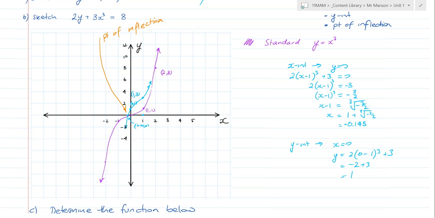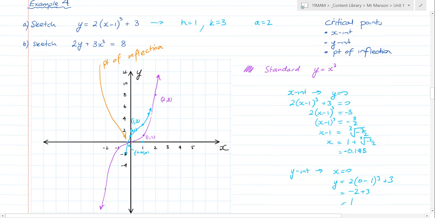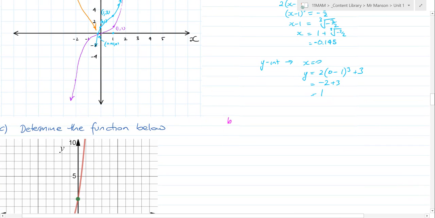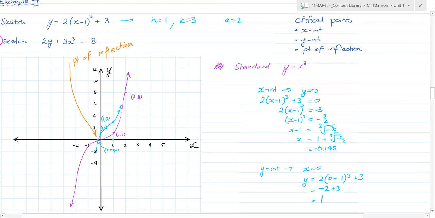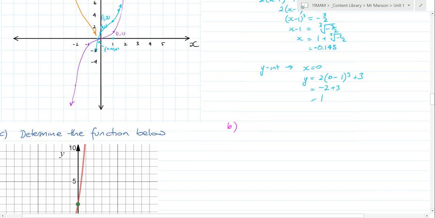The second one, which I'll do fully in pink. So B, I'm going to bring it down here because I'm going to run out of space. B is 2y plus 3x cubed equals 8. That gives me 2y is equal to negative 3x cubed plus 8, and y is equal to negative 3 over 2 x cubed plus 4. Can anybody tell me where the point of inflection lives?